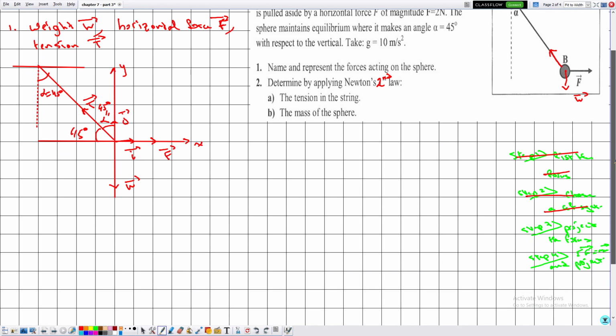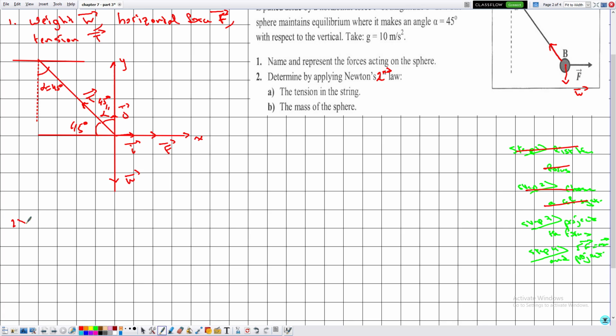Now in number 2, they are telling me to determine, by applying Newton's second law, for part A, the tension. So we are done with steps 1 and 2. Now in step number 3, we need to determine the projection of the forces. Let's start with the force T. As for the x component, it's pointing in the negative direction of the x-axis, so it's minus T cosine 45, which is equal to minus radical 2 over 2 T, because the value of cosine 45 is radical 2 divided by 2. As for Ty, it's pointing in the positive direction of the y-axis, so it's plus T cosine 45, because the angle between T and the y-axis is 45. So this is equal to radical 2 over 2 T.